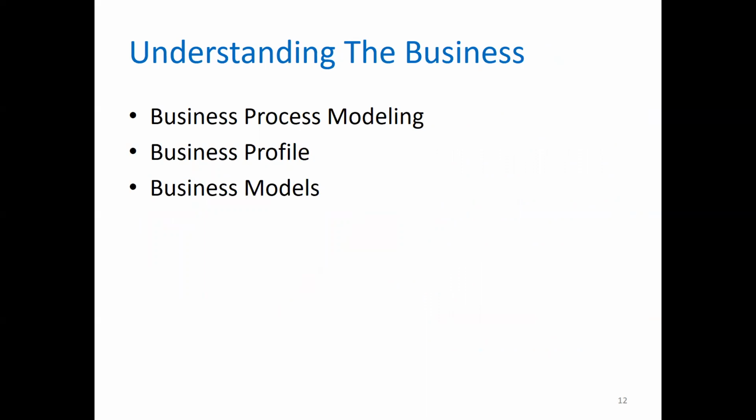Understanding the business. To understand the business, three things must be learned: business process modeling, business profile, and business models. Business process modeling, or a business process model, is a graphical display of one or more business processes, such as handling an airline reservation, filling a product order, or updating a customer account. A business profile is an overview of a company's mission, functions, organization, products, services, customers, suppliers, competitors, constraints, and future direction.